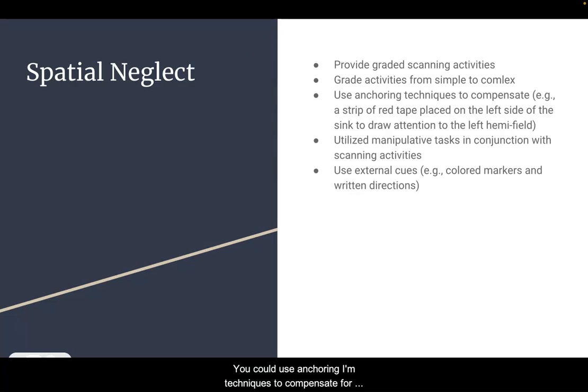You could use anchoring techniques to compensate for this spatial neglect. So using a red strip of tape placed on the left side of a sink to draw attention to that hemifield. Utilizing manipulative tasks in conjunction with the scanning tasks. So they need to look towards that left environment, let's say, while engaging in a task. And you might use external cues, such as colored markers or written directions, to acknowledge that spatial awareness.